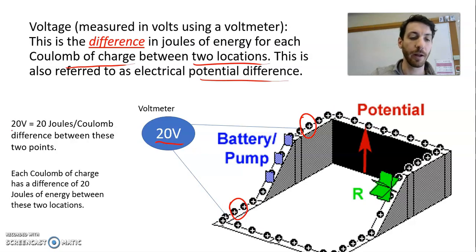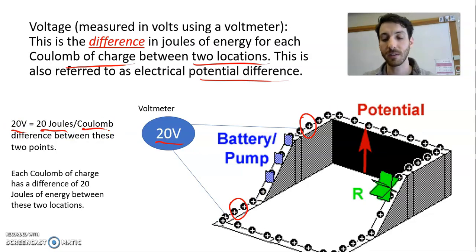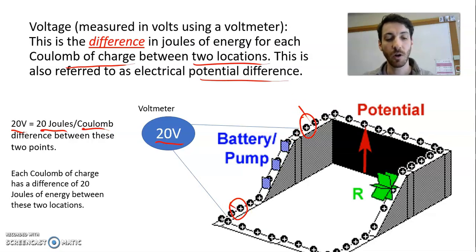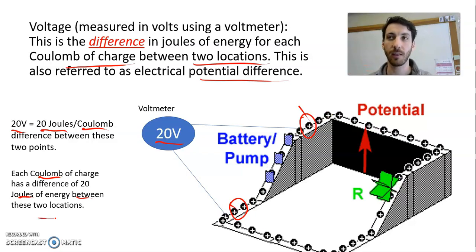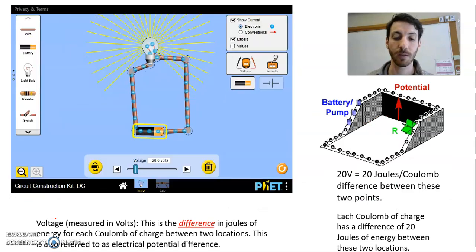So here we go again with it. 20 volts, which is 20 joules per coulomb, is the difference between two locations. Or each coulomb of charge has a difference of 20 joules of energy between these two locations. Okay, so it's measuring the difference in energy, the difference in electrical potential between two different locations.